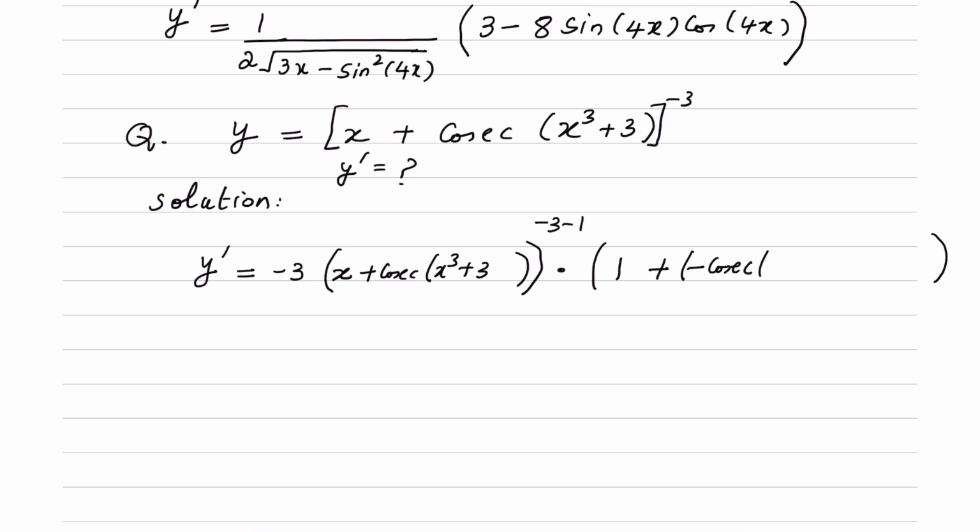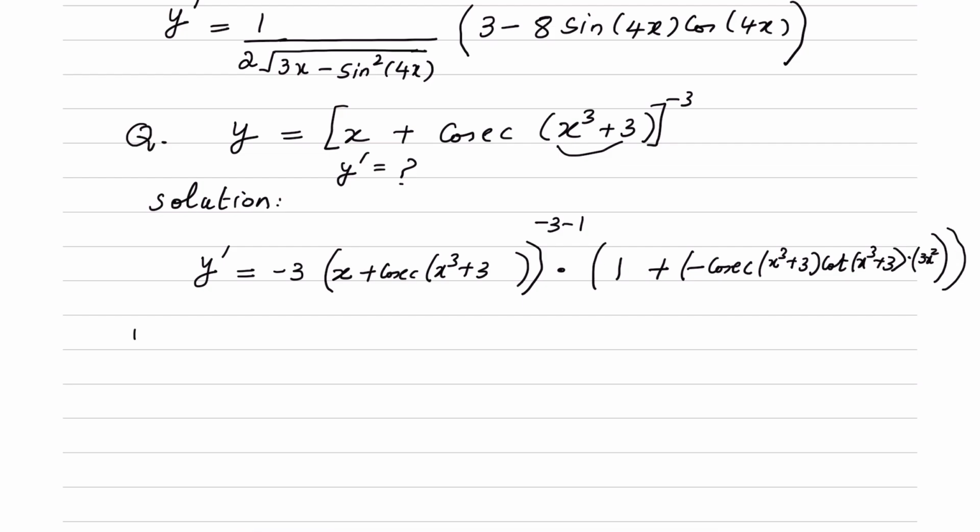the angle here is not x but x cube plus 3. So we will write minus cosecant angle cot angle, and then the derivative of this angle. The angle here is x cube, its derivative is 3x square, plus the derivative of 3, which is 0. So we will not write it.